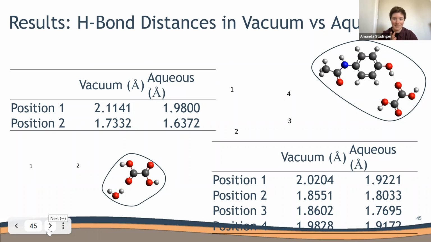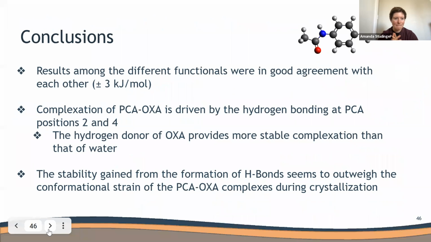Okay, next slide. So to conclude, when we looked at all the 5 different functionals, we wanted to see how they behaved with this system. We saw that they were all in pretty good agreement with each other. The energy results varied by a little bit, but not much, so plus or minus 3 kilojoules per mole.